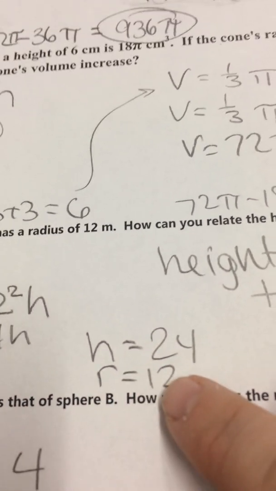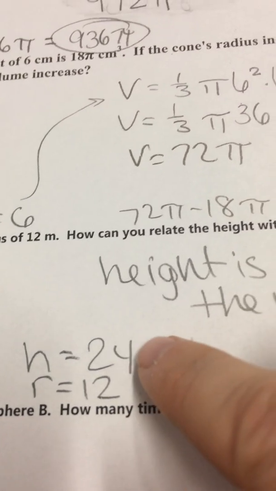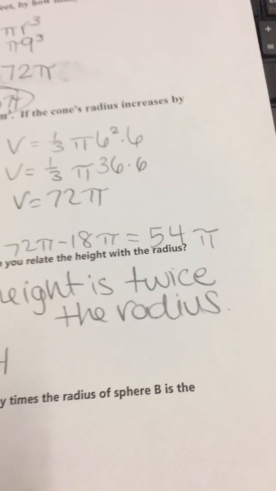Well, the radius was 12. So how can you relate the two? Well, the height is twice the radius.